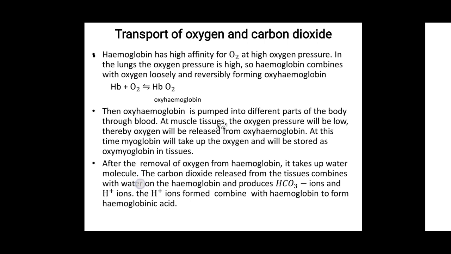The carbon dioxide released from the tissue combines with the water on the hemoglobin and produces bicarbonate ions and H plus ions. The carbon dioxide is not directly taken up by hemoglobin. Instead, water is taken up and the released carbon dioxide is dissolved in water to form H plus ions and bicarbonate ions. The H plus ions formed combine with the hemoglobin to form hemoglobinic acid. Hemoglobinic acid. Okay.